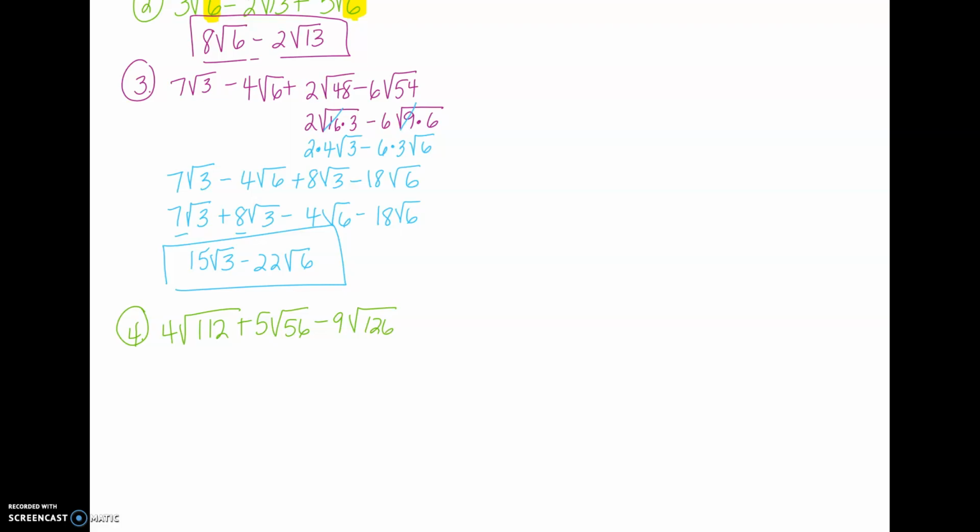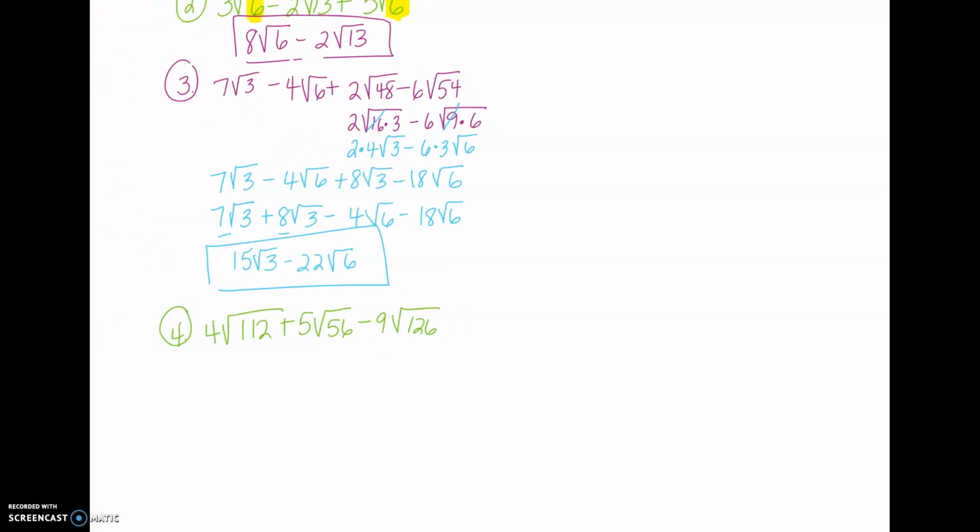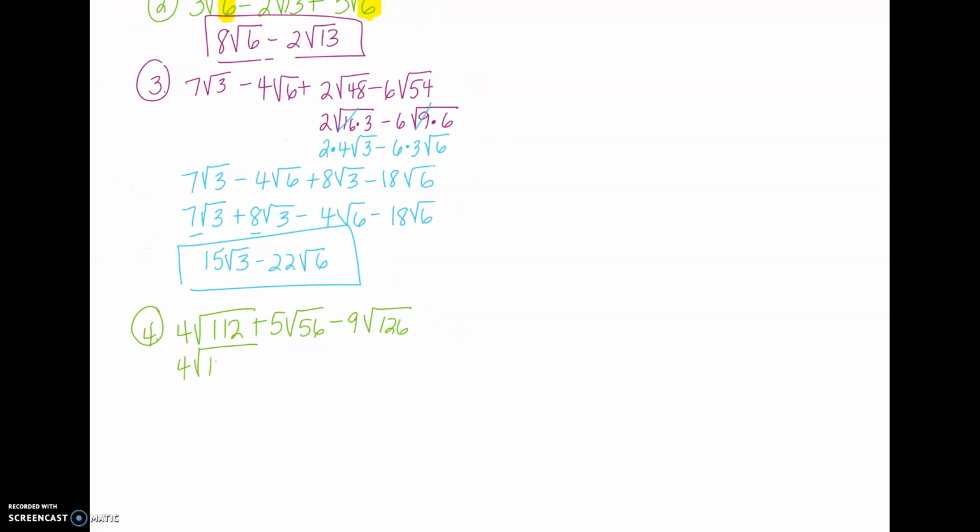All right, so 112 definitely has a perfect square factor. I see it ends in 12, so I know something times 4 will give me that. But if I think further into my square root factors, I'm going to try 16. And I know that 16 times 7 gives me 112, and 16 is a perfect square factor. So I'm going to rewrite this as 4 times the square root of 16 times 7. Plus 5 times 56. 56 has a square root factor of 4, 4 times 14. Minus 9 times 126.